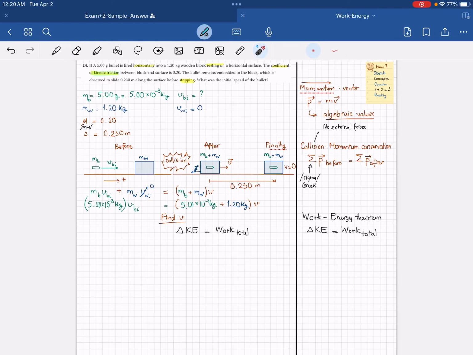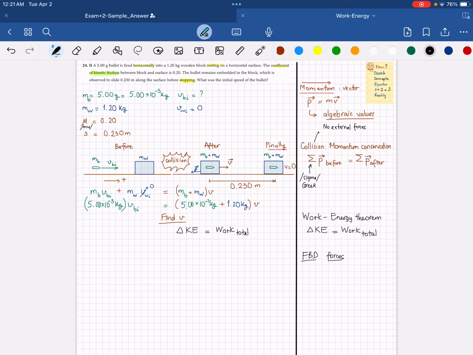Okay, so now let's continue to find V. In order to find V, we can see that there's a change in the velocity from this position to this position. And then it will be under the work done by all the total forces acting on this one, right? So it means that we need to do a little bit of the free body diagram here, which means that we need to identify all the forces acting on the system.